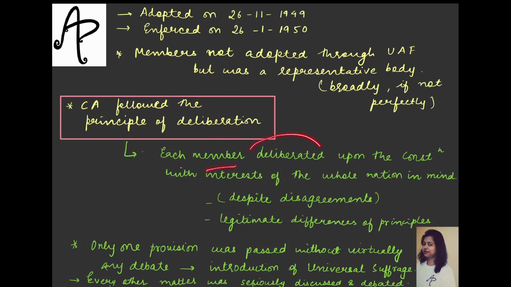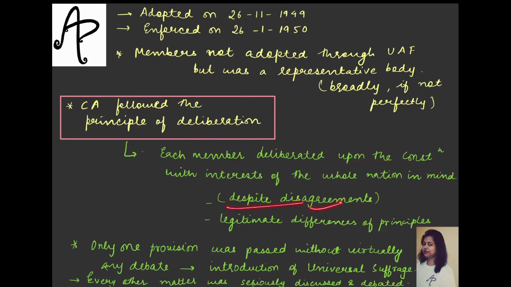So each member deliberated, they thought, they had provoked thought upon the constitution with interest of the whole nation in mind. It is not that the member was only considering any benefit for herself or himself, or only for their own, you know, let's say caste or religion or subsection, whatever. No, they were considering the interest of the whole nation in mind.